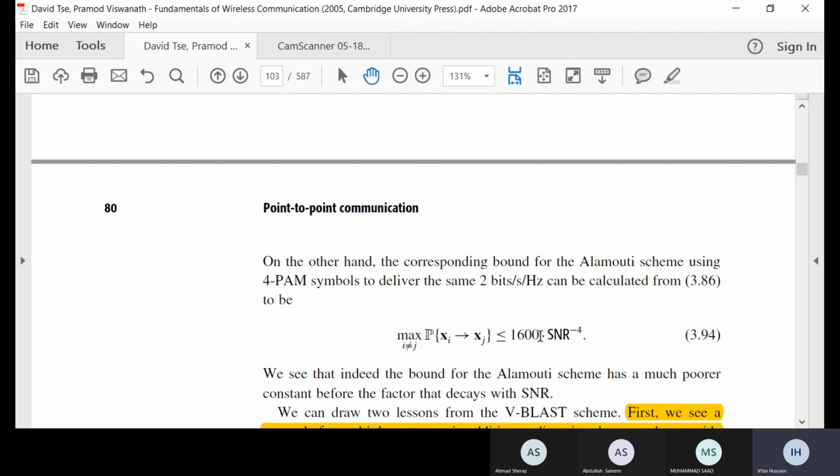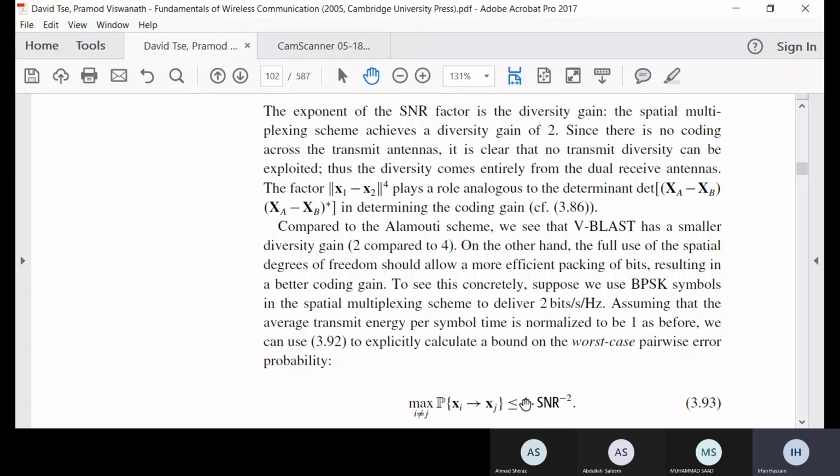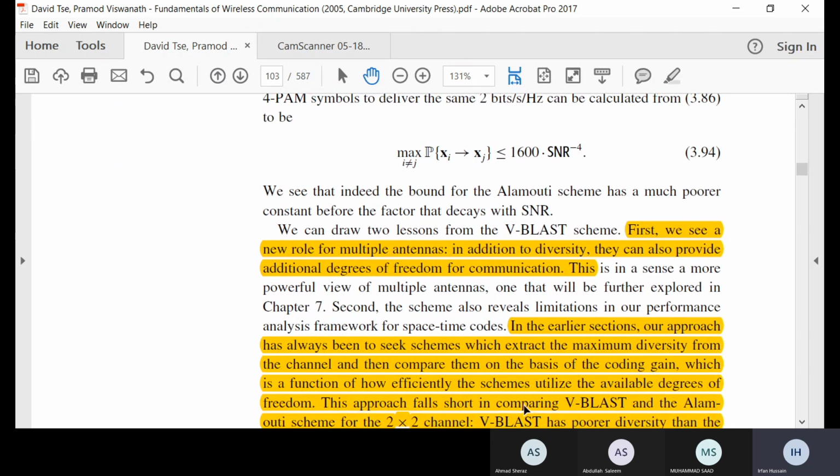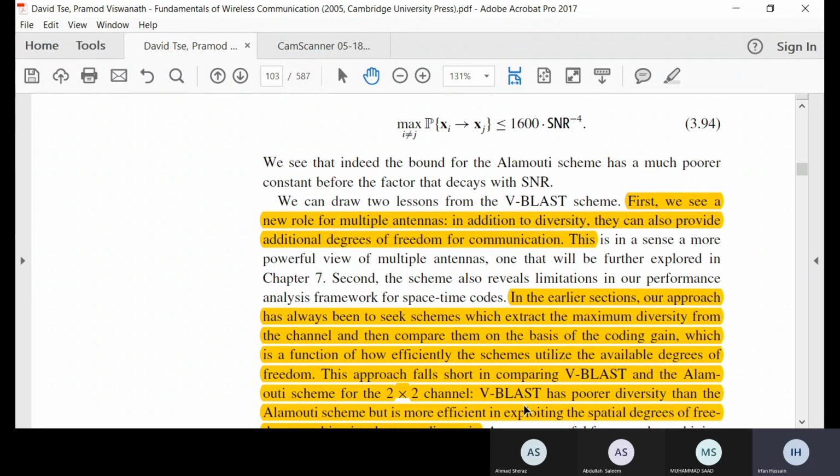So you can see even if you take 1600 or even take 10,000, same thing you can see it is much greater than 4. So with respect to coding gain, this is better, but with respect to diversity gain, this is better. So you can see V plus is providing me additional degrees of freedom. Okay, yes, and that will be covered in chapter 7, maybe in some other course.